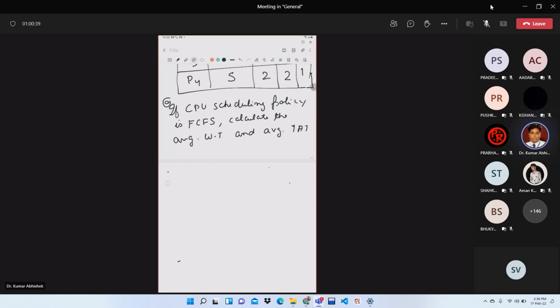So this completes our process scheduling. CPU scheduling is done. We have covered all the algorithms and all the possible numericals.